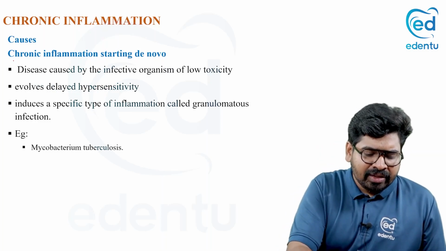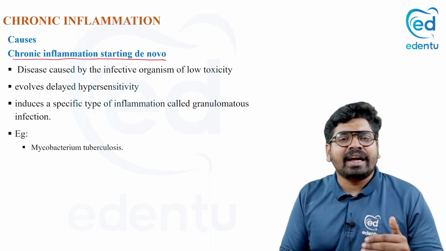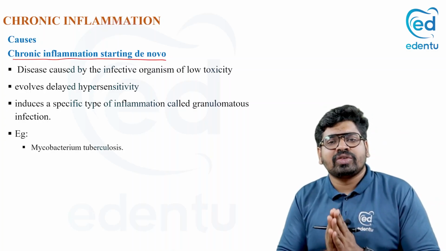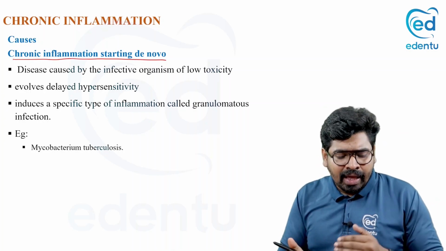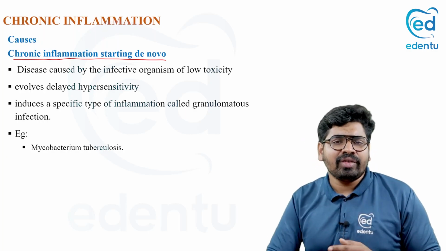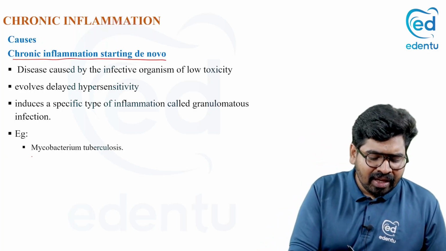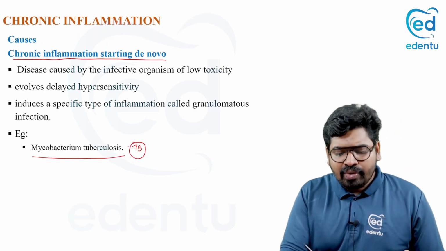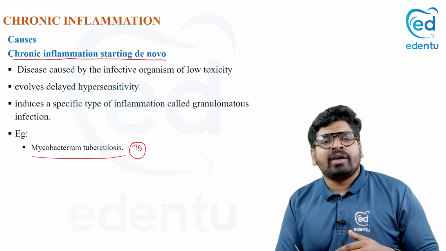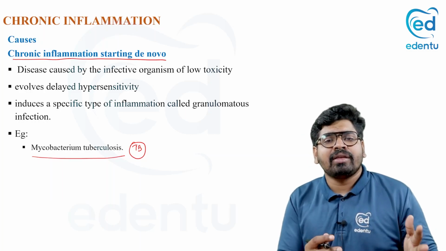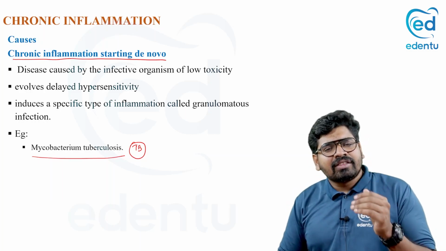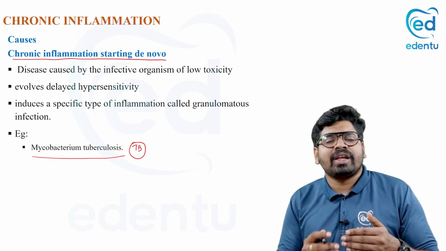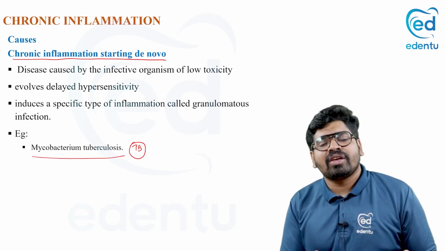Now coming to the third cause, chronic inflammation starting de novo, meaning in a previously unexposed, previously normal individual, a chronic inflammation is occurring. An example of chronic inflammation is TB. TB is a chronic inflammation. There is nothing like a person having acute TB and then making a chronic TB. No, TB itself is a chronic inflammation. So TB can occur in a fresh individual who doesn't have any history of TB.